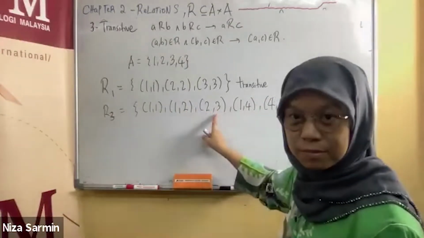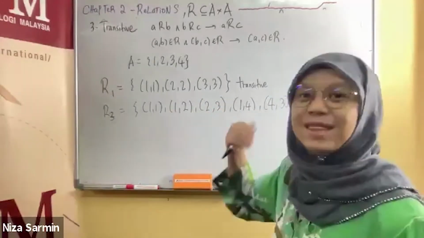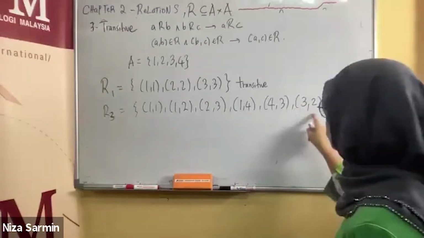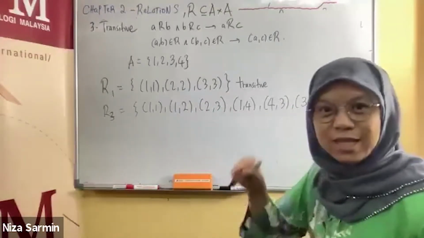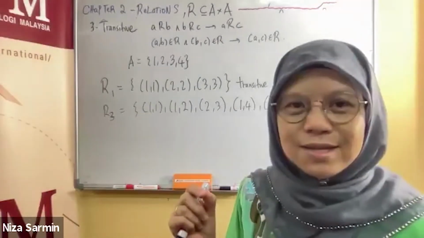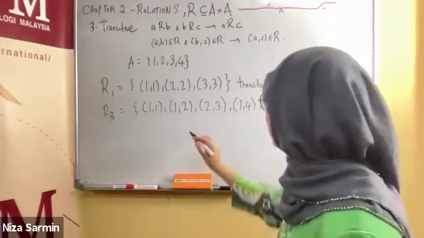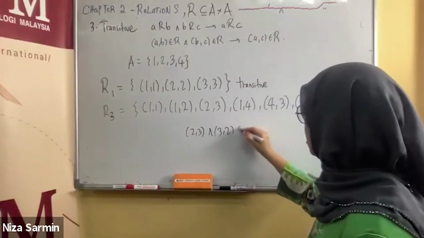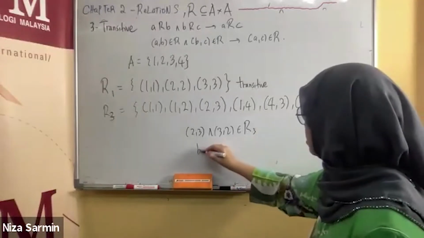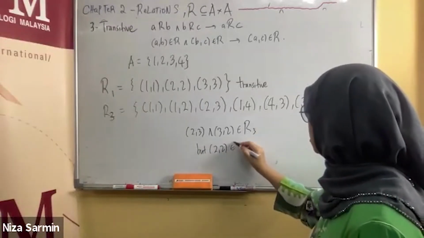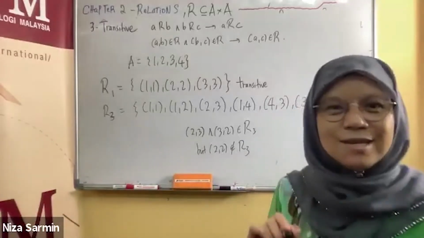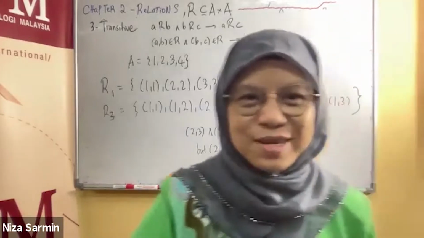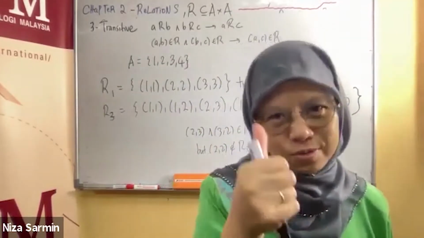So you go to the next one, 2,3. You go to 2,3, and then you want to find 3, right? To connect. You see 3? 2,3, 3,2. What do you get? 2,2. Right? 2,3 and 3,2 are in R3, but 2,2 is not. So it is not transitive also. Okay, yeah? You can do it on video, you understand.